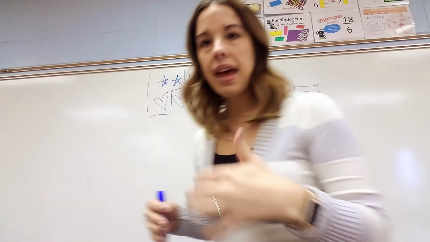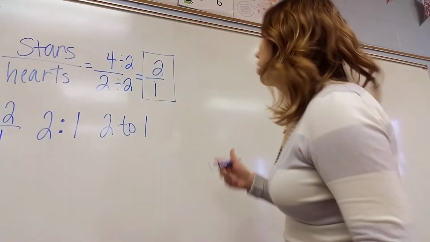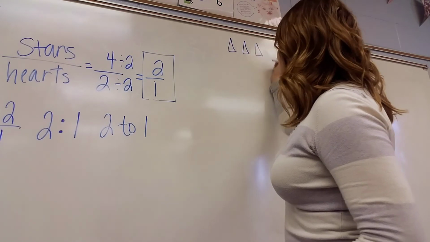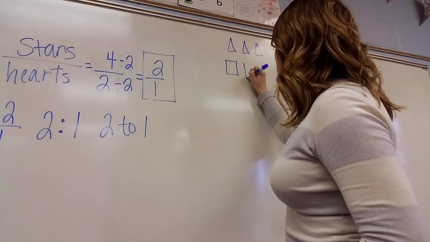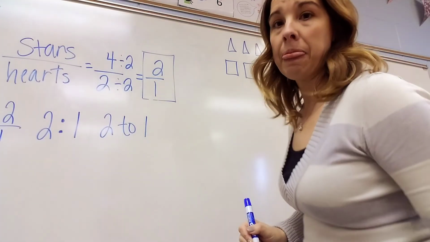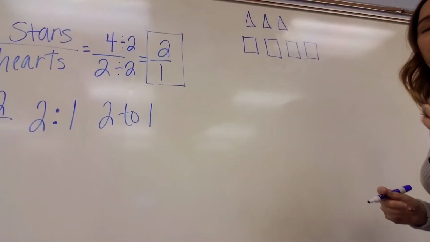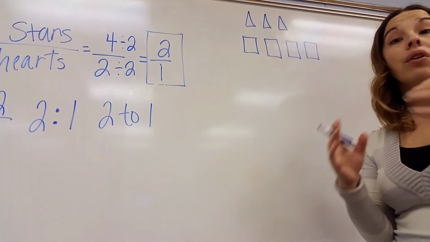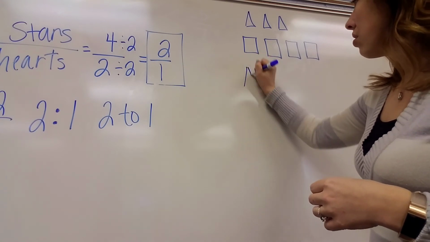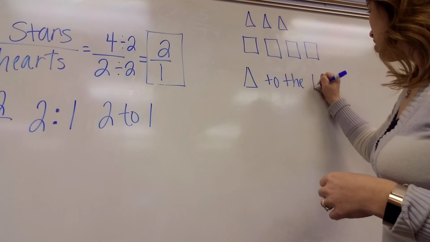Okay, so what I mean by that is I'm going to scoot this over a little. Okay, and I'm going to draw, this time we're going to use triangles. Okay, and we're going to use squares. Okay. So now we're talking triangles to squares, okay? So what I mean by comparing part of a group to the whole group, okay, is if I want you to find the ratio of triangles to the total shapes.